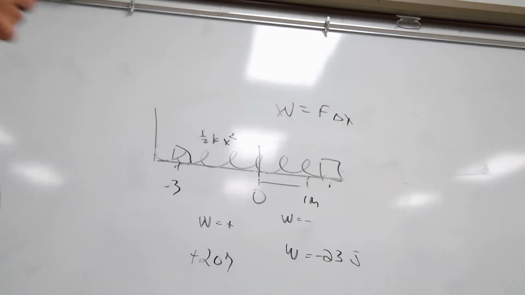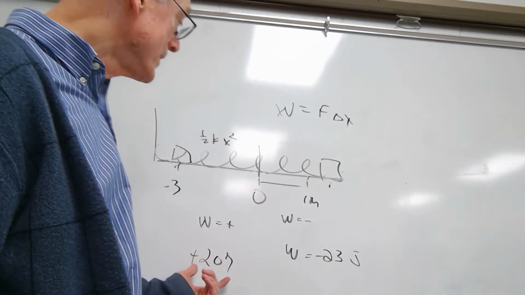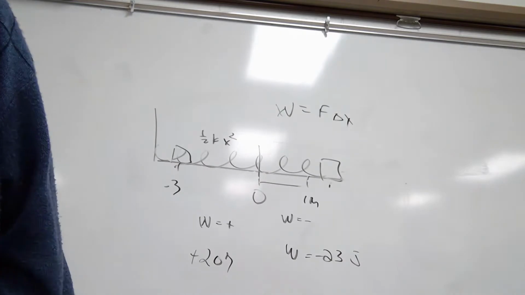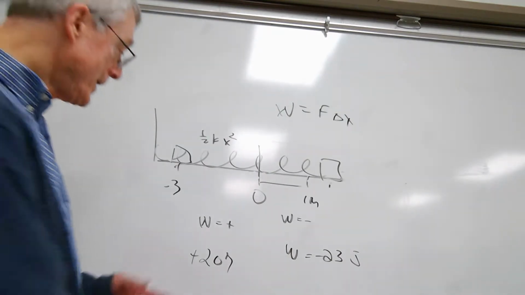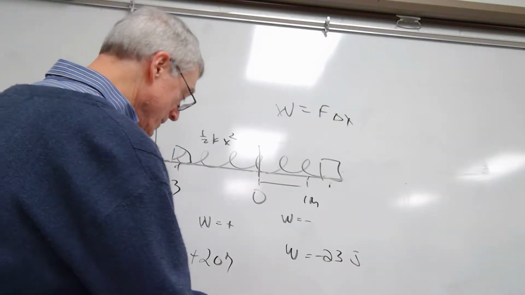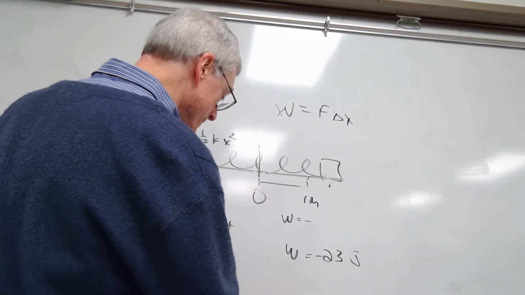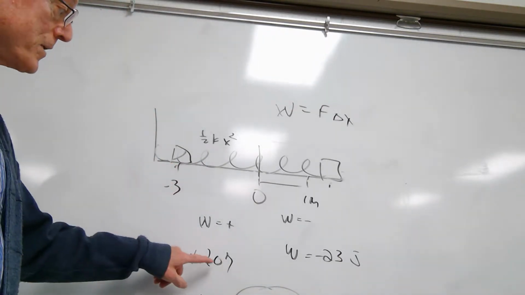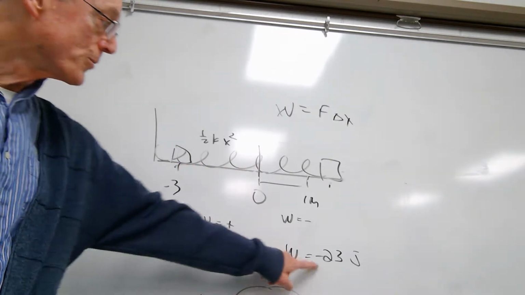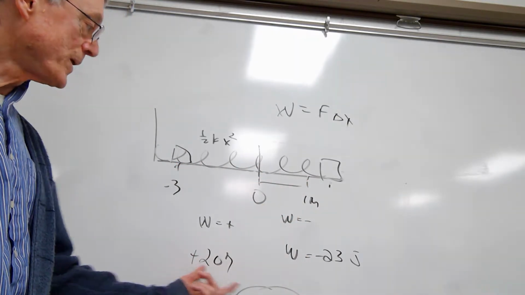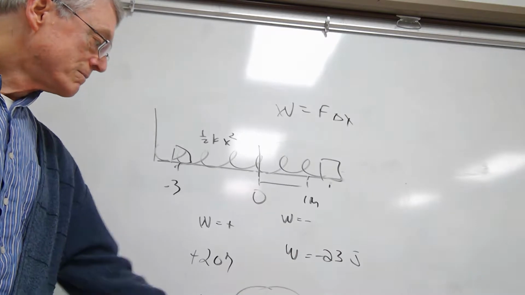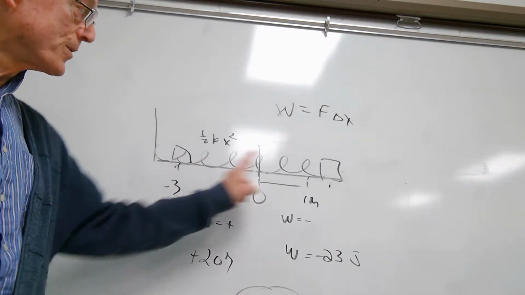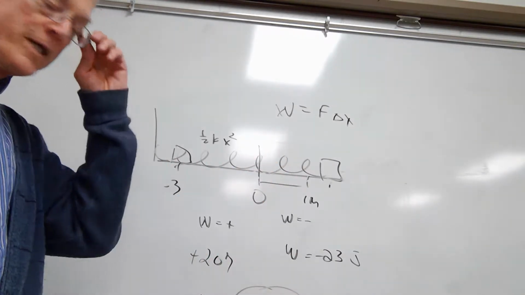Yes, it was 23. Now you're going to combine these numbers, and this answer comes out to be a positive 184 joules. You've got to combine the work done to get it here with the work done to get it there. This one's positive, that one's negative. The net work done for the whole trip is positive 184 joules.